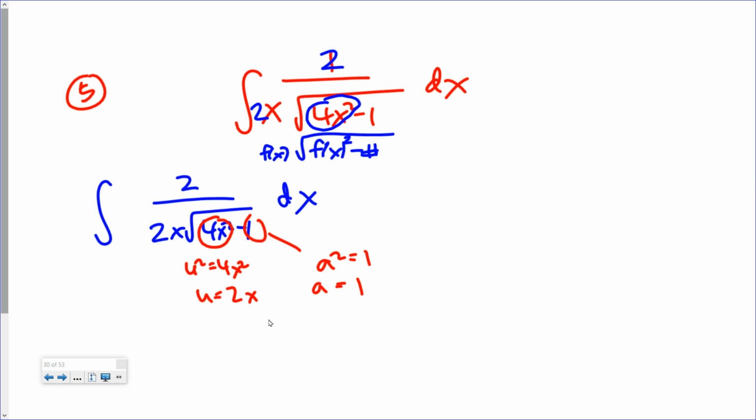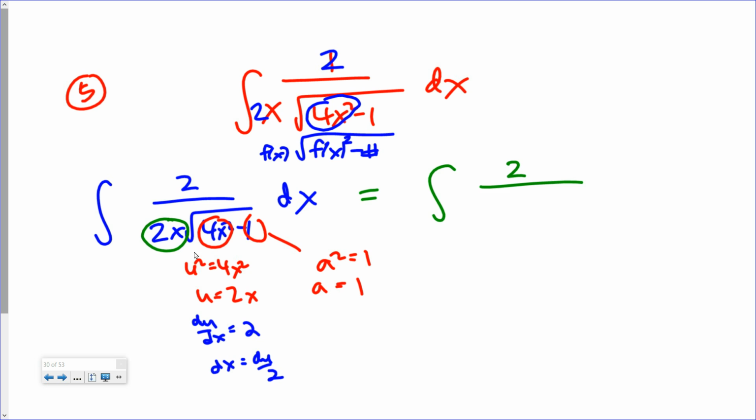And then you're going to take the derivative, du dx equals 2, dx equals du over 2. You substitute, okay? When I substitute here, I'll get 2 over this 2x. I'll actually substitute because it's part of my u squared thing, does that make sense? So this turns out to be u. This turns out to be u squared minus 1. Your dx is really du over 2, and I'll leave it to you from there. Okay, I think from there you can figure out the rest of number 5.